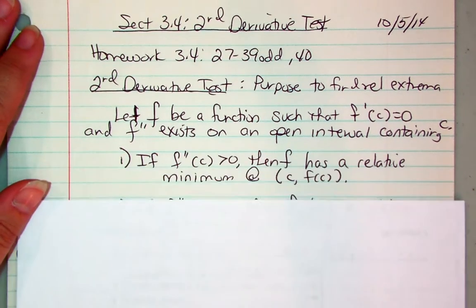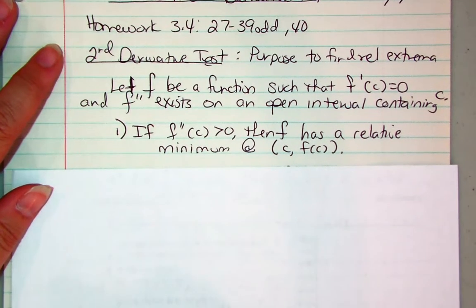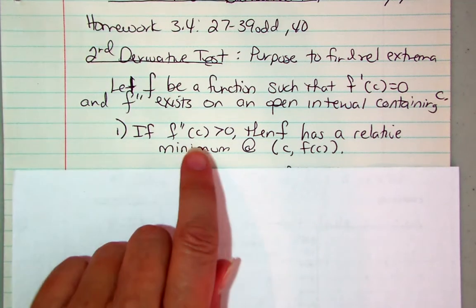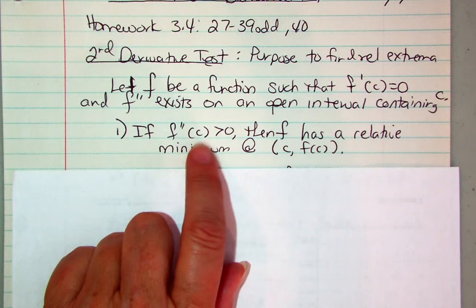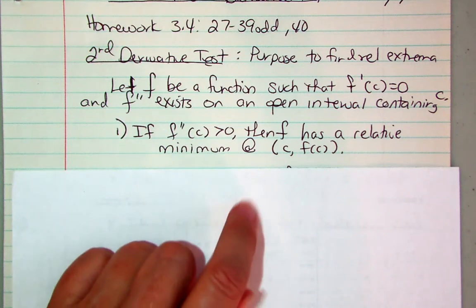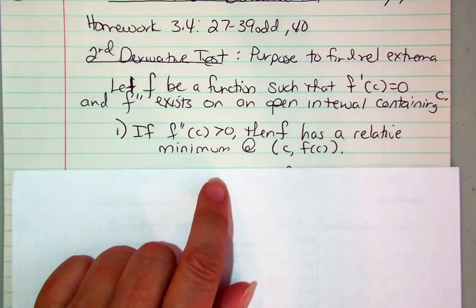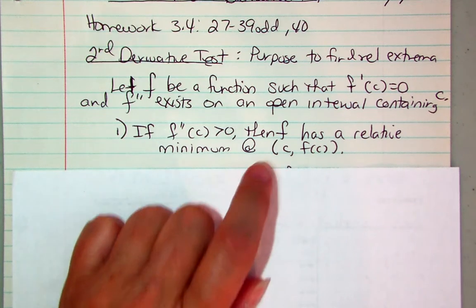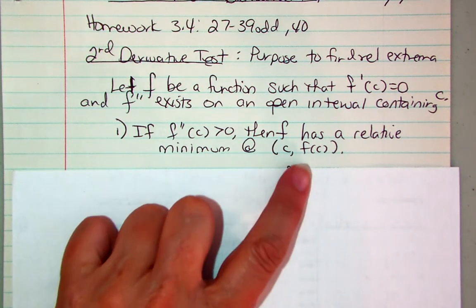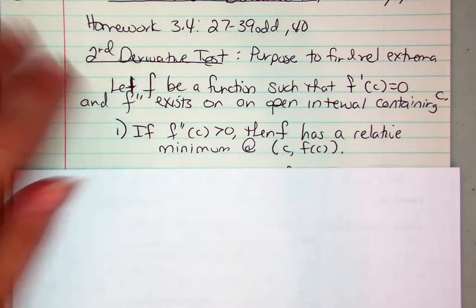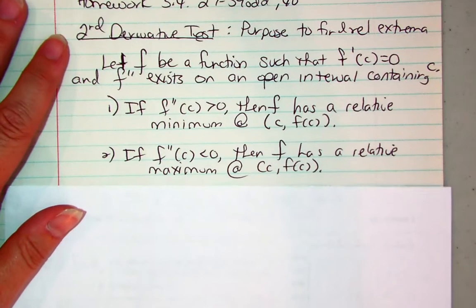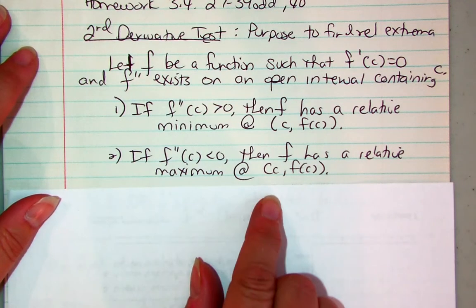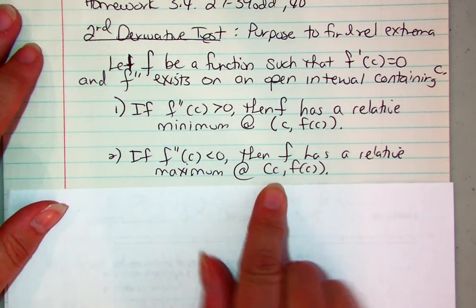If I have that, then number one, if f double prime of c is positive, that y output is greater than 0, then f has a relative minimum at c, f of c. Remember, we're looking for relative min or relative max on the original function. Number 2, if f double prime of c is negative, less than 0, then f has a relative maximum at c, f of c.